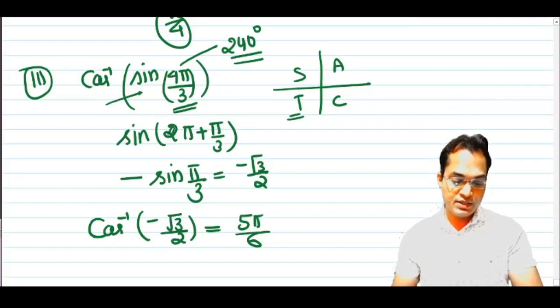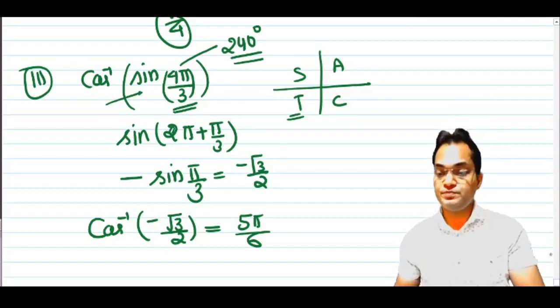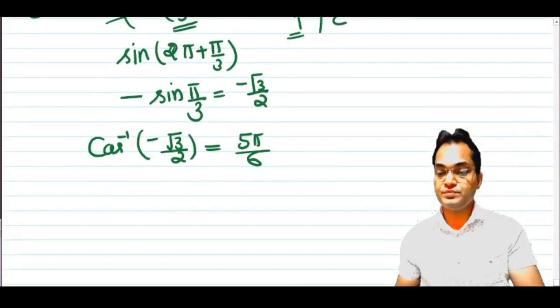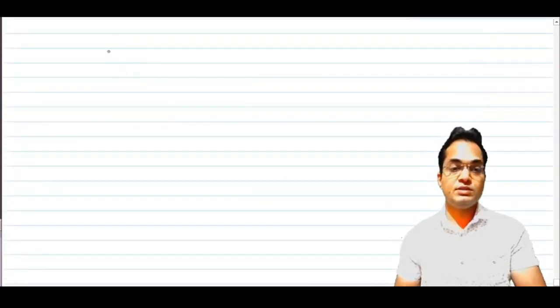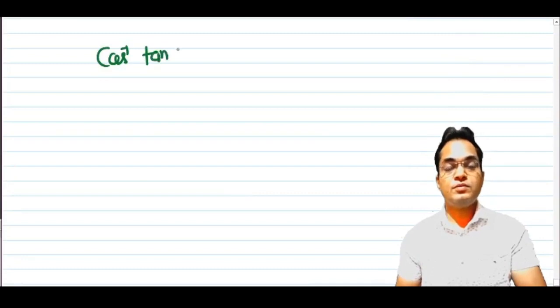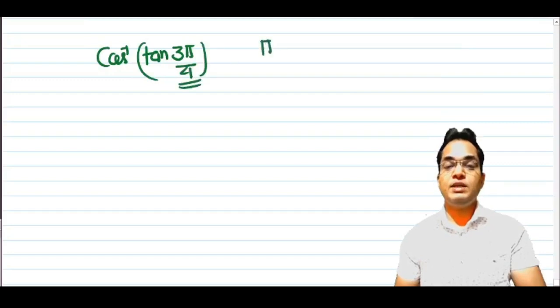नेक्स्ट क्वेश्चन है cos inverse tan 3 pi by 4. तो इसको ले लेते हैं. Cos inverse tan 3 pi by 4. Tell me what is the value of tan 3 pi by 4? This angle is pi minus pi by 4, which is 3 pi by 4. Yes or no?